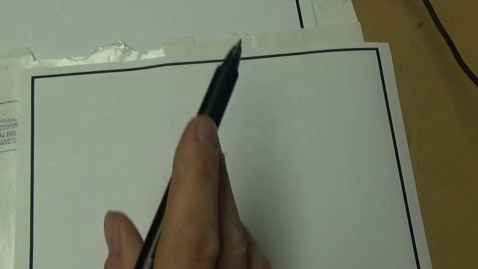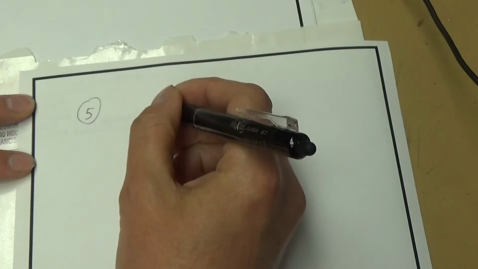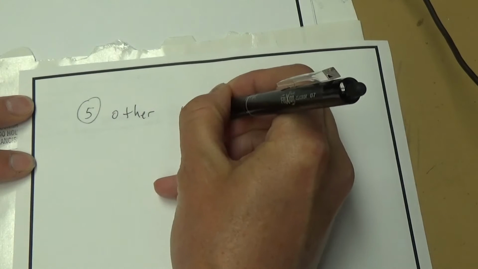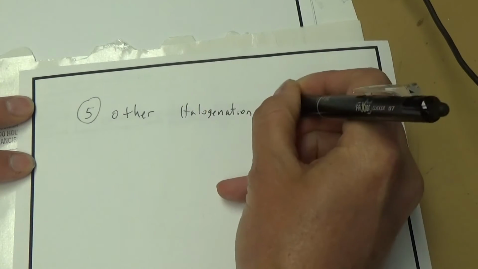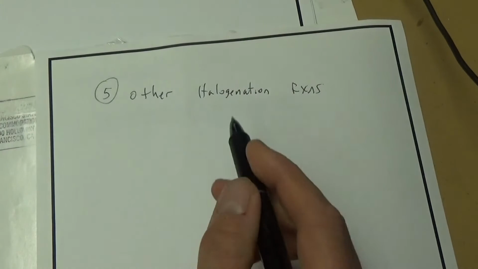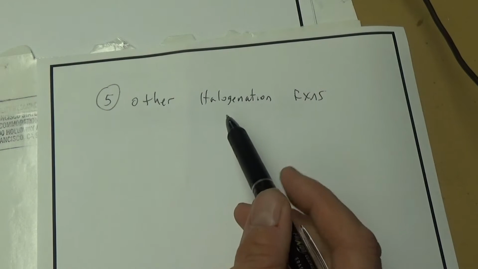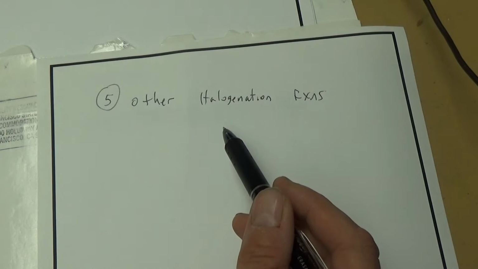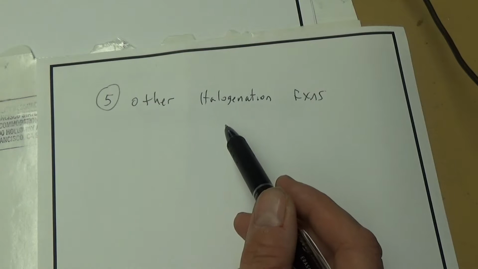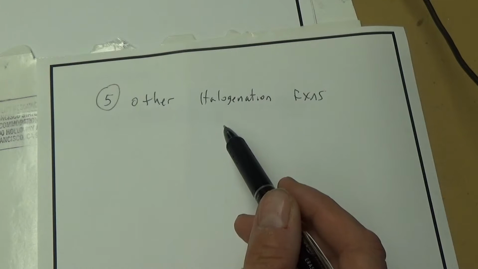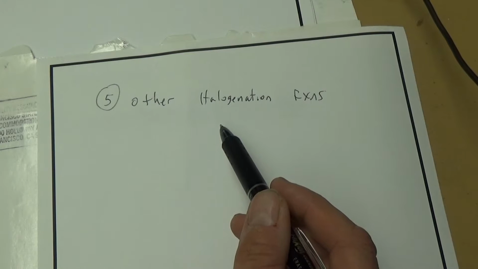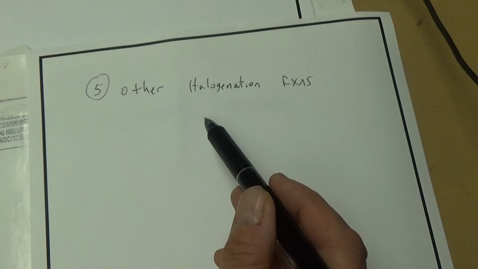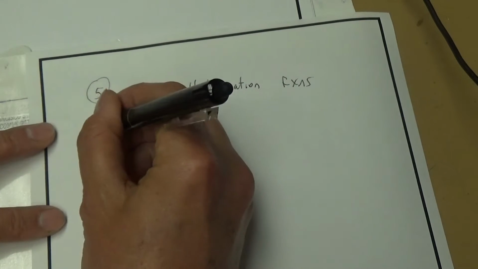Okay, so we just talked about point number 5, which was other halogenation reactions, and the key takeaway was that fluorination is very, very exothermic and it's almost explosive. Chlorination is kind of in the middle. Bromination is still exothermic, but very mildly exothermic. Iodination is actually endothermic, so it doesn't occur thermodynamically. Alright, so that's what we did on that slide.